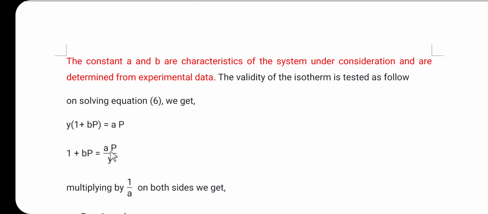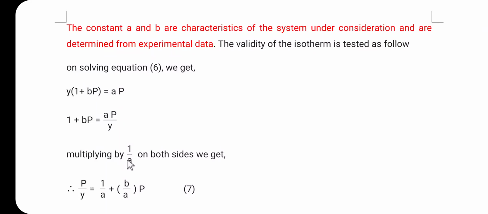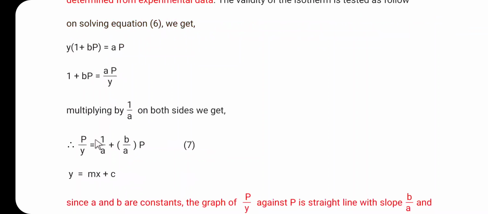1 plus bp is equal to a into p divided by y. So multiply by 1 by a on both sides. So this equation can be written as p divided by y is equal to 1 upon a plus b upon a into p. This is equation number 7.